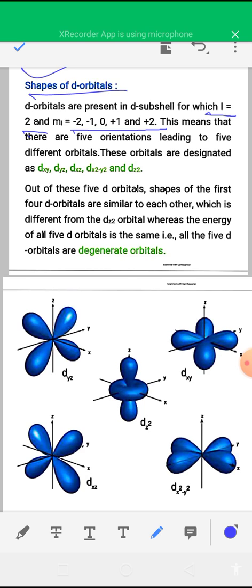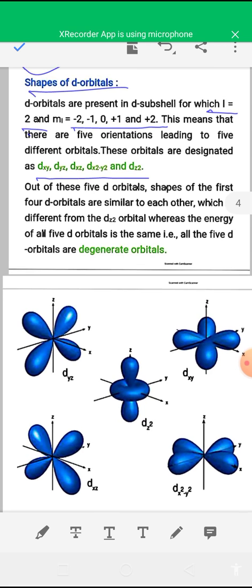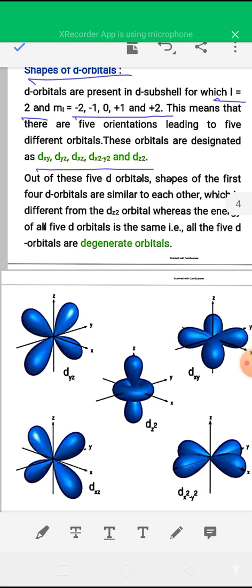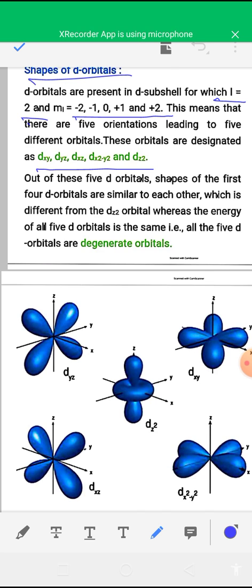That means the d subshell has 5 d orbitals, and these d orbitals are designated as dxy, dyz, dxz, dx square minus y square, and dz square. These are the 5 d orbitals. The energy of all these 5 d orbitals is equal, but their orientation in space is different, and these 5 d orbitals are known as degenerate because their energy is the same.